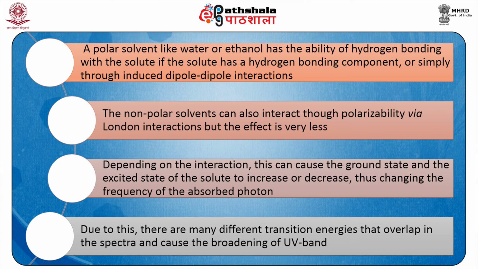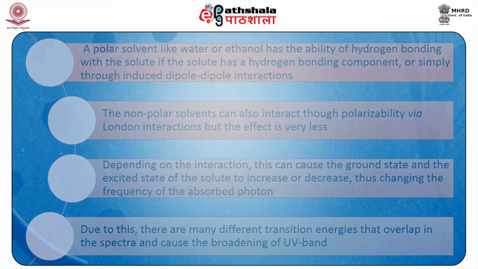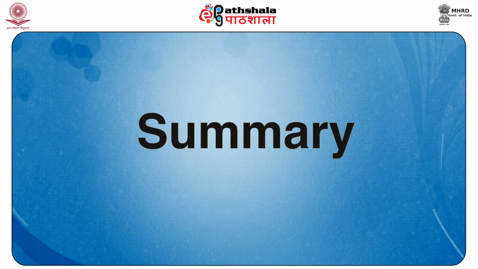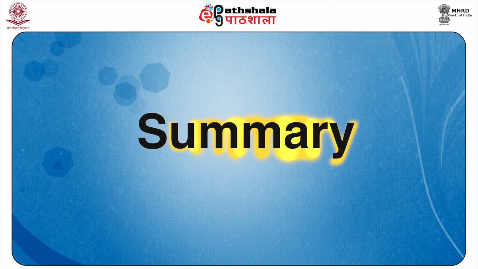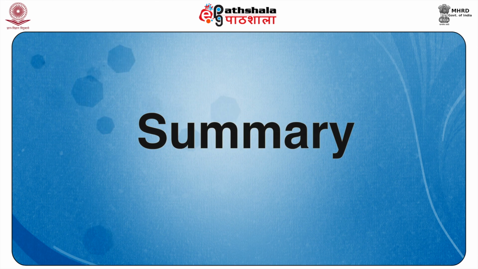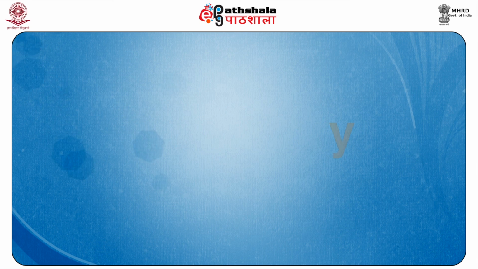Depending on the interaction, this can cause the energies of the ground state and the excited state of a solute to increase or decrease, thus changing the frequency of the absorbed photon. Due to this very reason, many different transition energies overlap in the spectra and cause broadening of the UV band. Now students, as we end this module, I would like to summarize whatever we have studied and come across in this module.